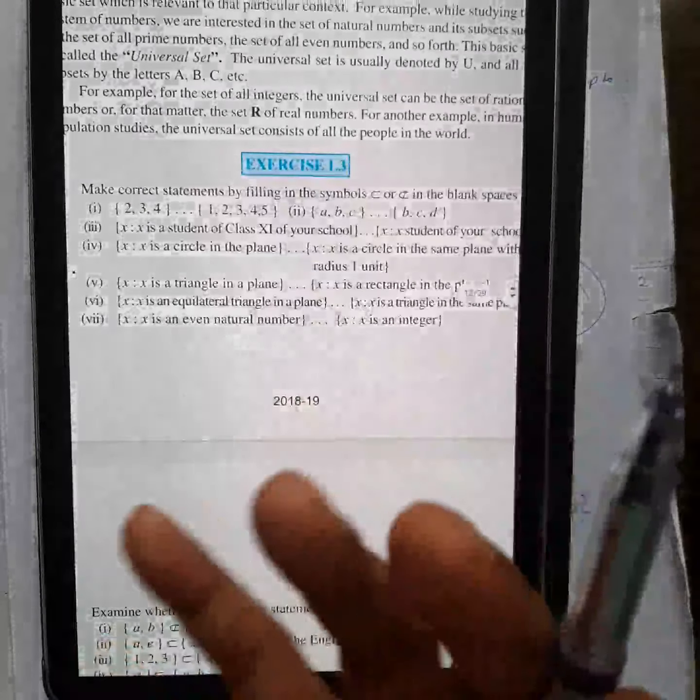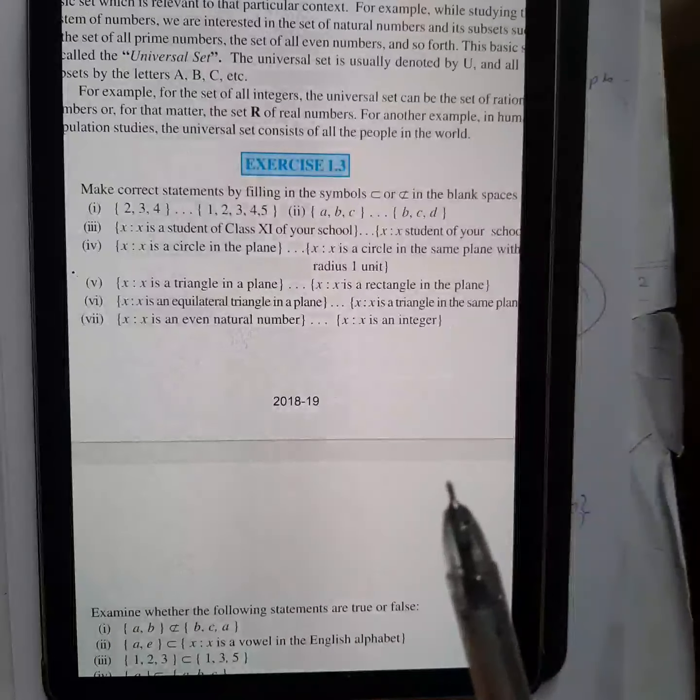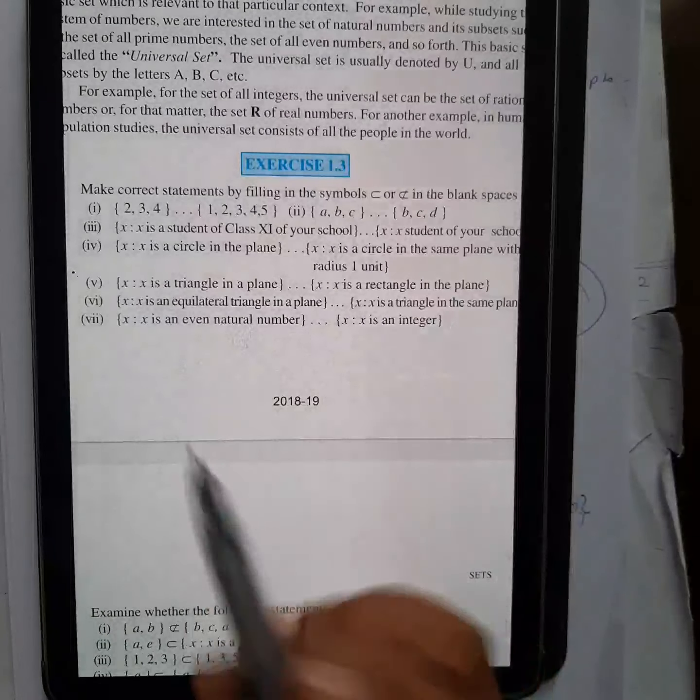What different types of triangle do you have? Scalene triangle you have, isosceles, right? Then equilateral triangle you have, right? So different kinds of right angle triangle you have.